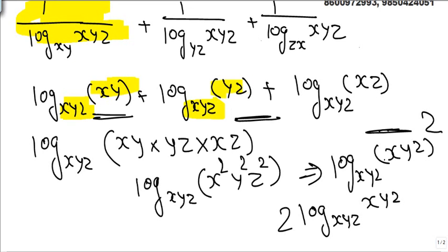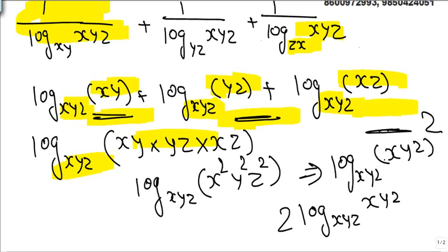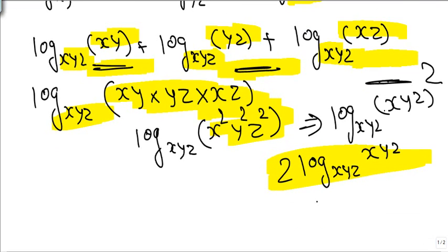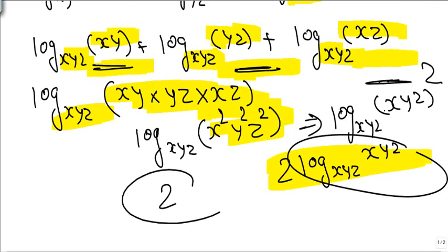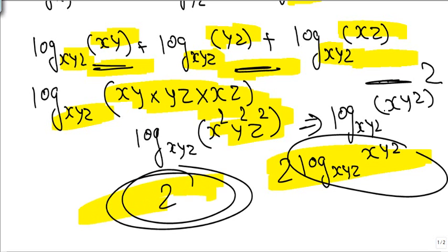So 2 log xyz of xyz. Simply, we have just changed the base, reversed it. We reverse the base and we get the answer: log a plus log b plus log c, log of a into b into c. So this is nothing but this. Obviously log to the same base, the answer is nothing but 1. So the final answer will be 2 here.